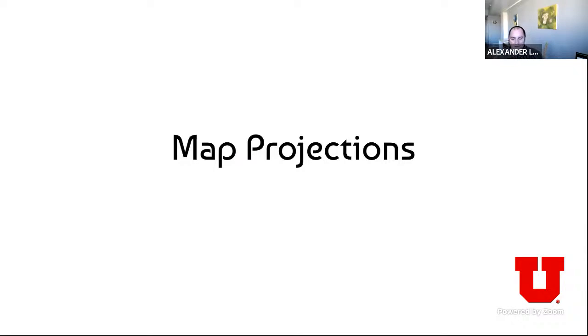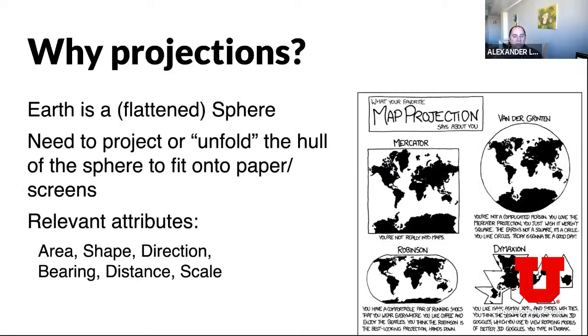The first thing that you need to know about is map projections. So why do we need projections? We talked about this a little bit when we had the D3 lecture on maps. But the problem is that the Earth is not a perfect, but a slightly flattened sphere. And typically, when we look at a map, it is on a flat display or on flat paper. Of course, there are spherical displays, but they're very rare. So what you need to do is project or unfold the hull of the sphere to fit onto paper or screen.